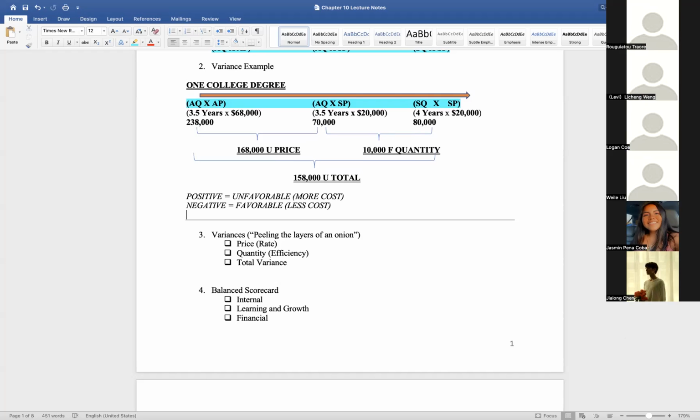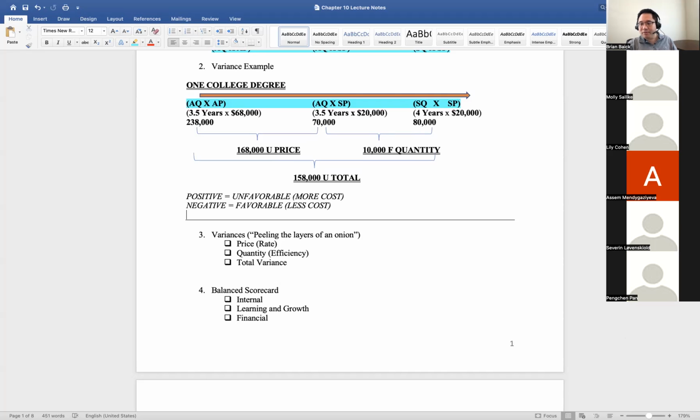Really? Only 2 people put their thumb up? 3 people? That's it? Okay. All right. Then we'll have to go through this a little bit more.